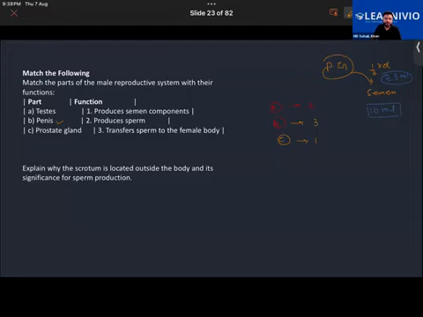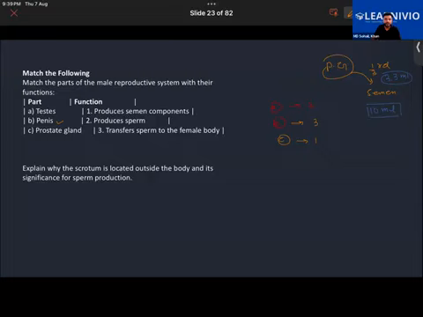Sir, it is because for sperm to be produced, it should be 1 or 2 degrees lower than the temperature of the body. Yes, sir. Very good. So for sperm production, 2 to 3 degrees Celsius less temperature is required in comparison to the body temperature. That's why it's located outside the body.